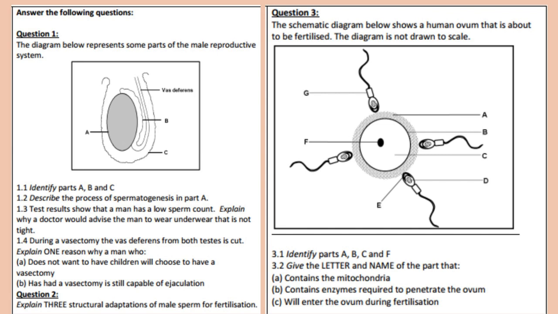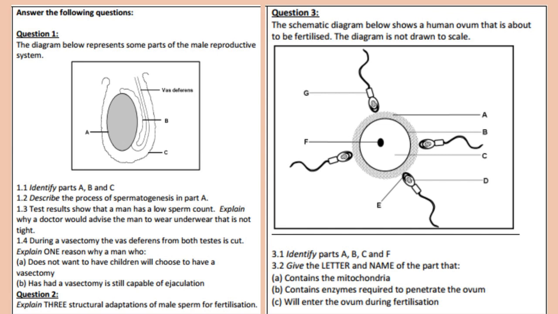Answer the following questions. Question 1. The diagram below represents some parts of the male reproductive system. 1.1 Identify parts A, B and C. 1.2 Describe the process of spermatogenesis in part A. 1.3 Test results show that a man has a low sperm count. Explain why a doctor would advise the man to wear underwear that is not tight.